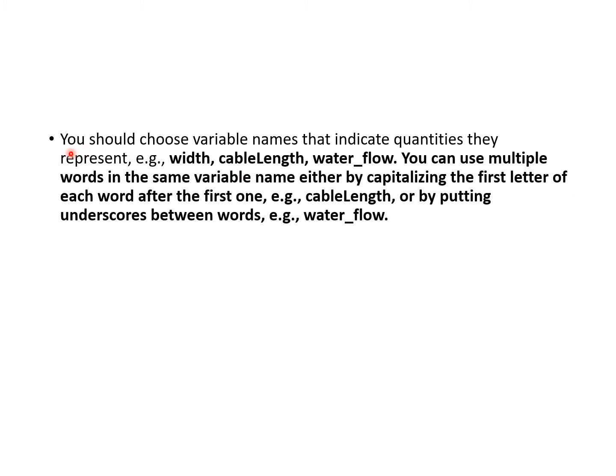Now, you should choose variable names that indicate the quantity so that you will not get confused when you're calling the variables. For example, you want to assign a variable width to the width of a rectangle. So you type in width so that it will be easier for you to understand or call it again when you need it. If you want to set it for water flow, you can type in waterflow. So it will be easier.